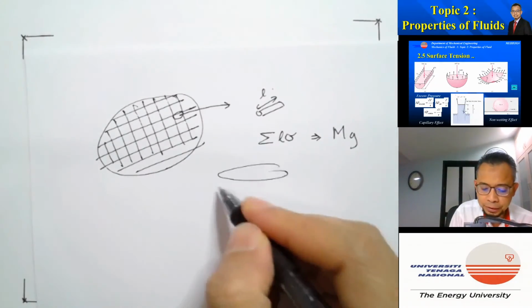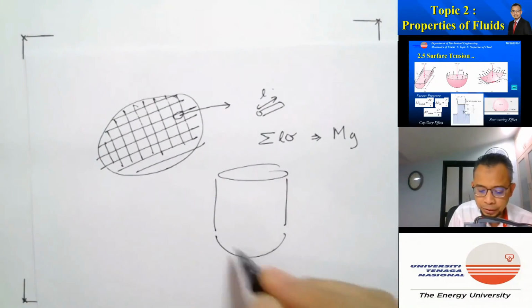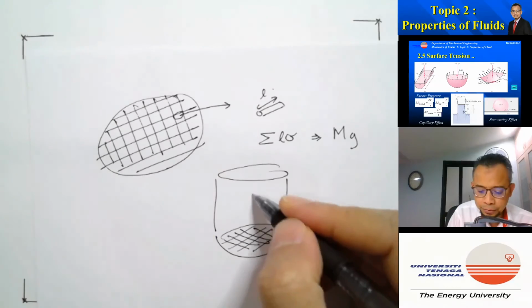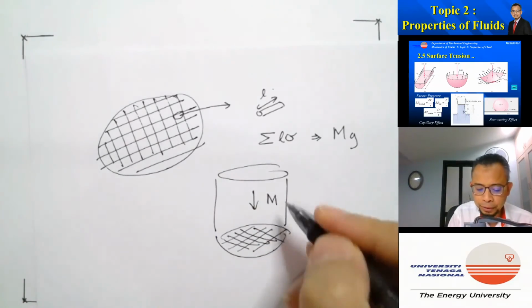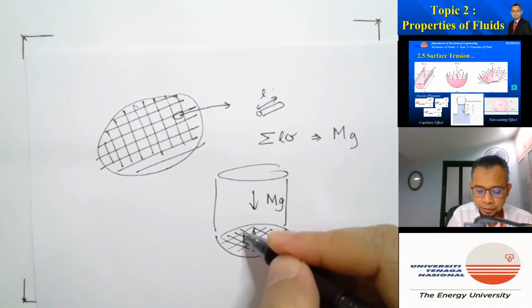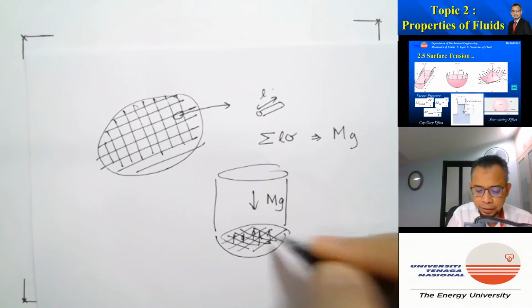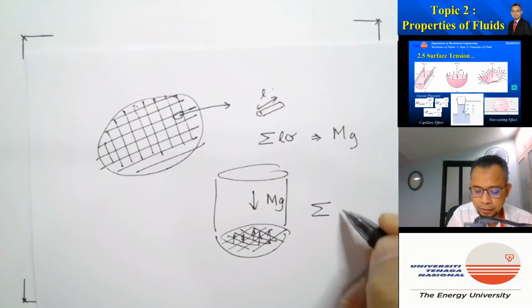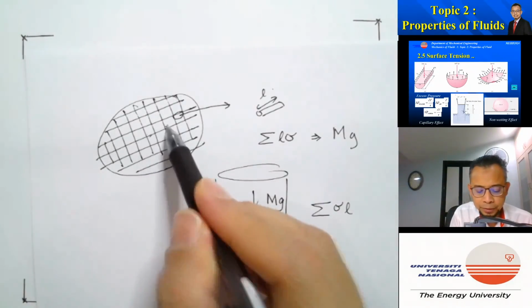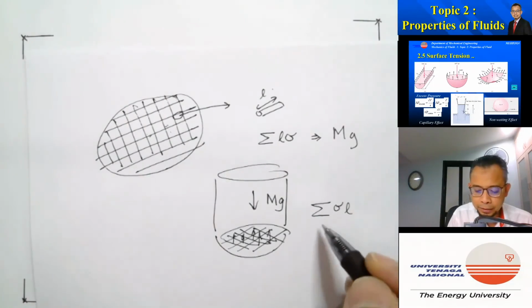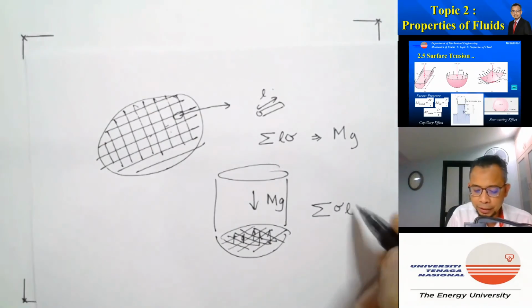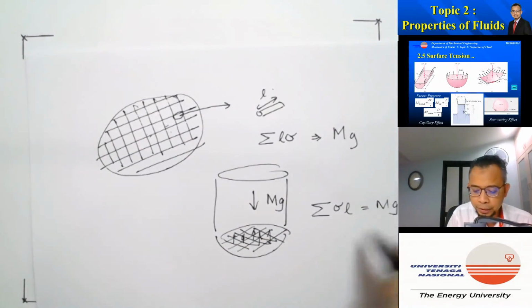So if you consider this is the jar of water and the screen at the bottom here, the weight here is equal to mg, and it's balanced by the surface tension forces here. So you can write sigma L, where L is each one of these here, and then the summation of all the parts of the screen, and that must be equal to mg.